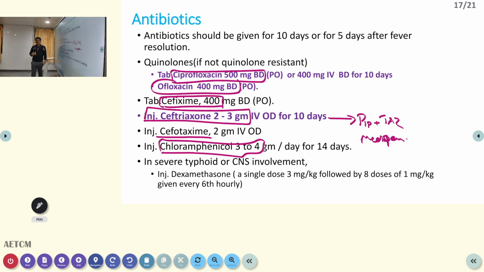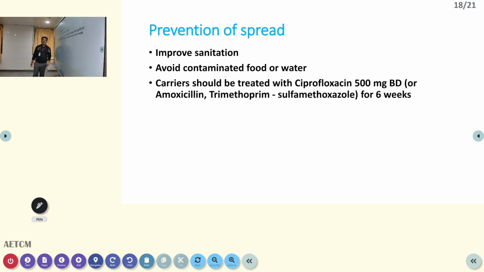If the patient is having CNS involvement in typhoid or altered behavior in typhoid, you have to give dexamethasone, a single dose of 3 milligram per kg body weight, followed by 8 doses of 1 milligram per kg given every 6th hourly. That is a very high dose, but in enteric fever with enteric encephalopathy, you have to give a high dose of dexamethasone. This is one steroid which crosses the blood-brain barrier easily. That's why we select dexamethasone in most of the CNS involvement.